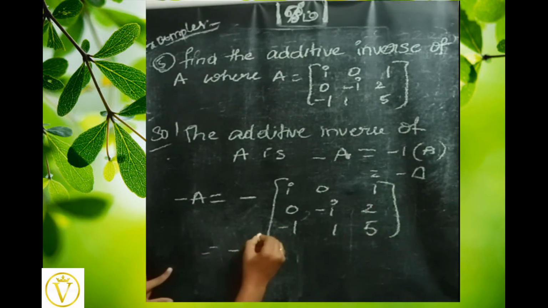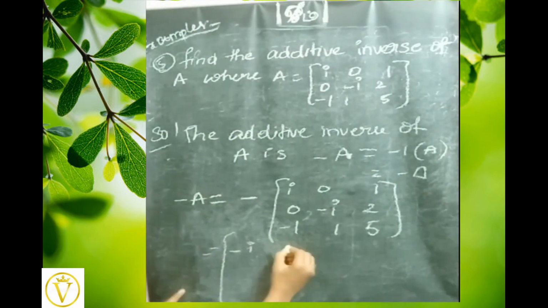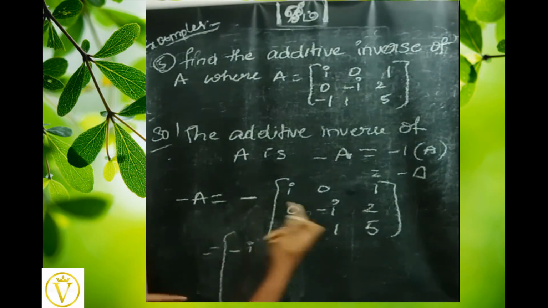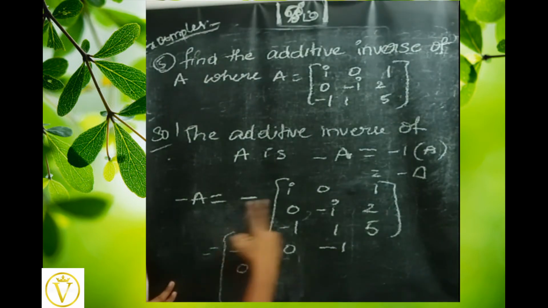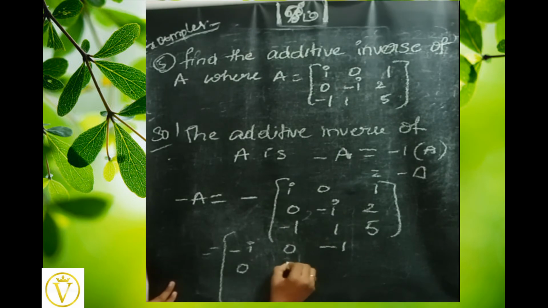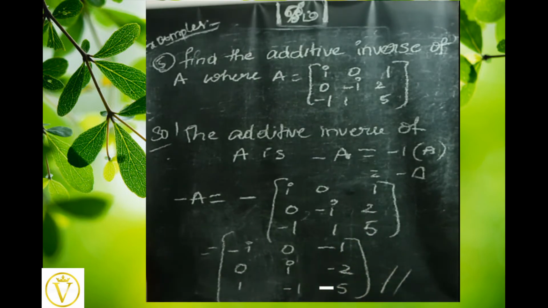So minus A: multiply with minus for all the terms of A. 0 times minus means 0 only. Minus 1, 0. So plus i, minus 2, 1, minus 1, 1. That's it. Very simple. It is also asked in 2 marks. This question is also asked in 2 marks. It is also very important. Okay, we'll go for another question.